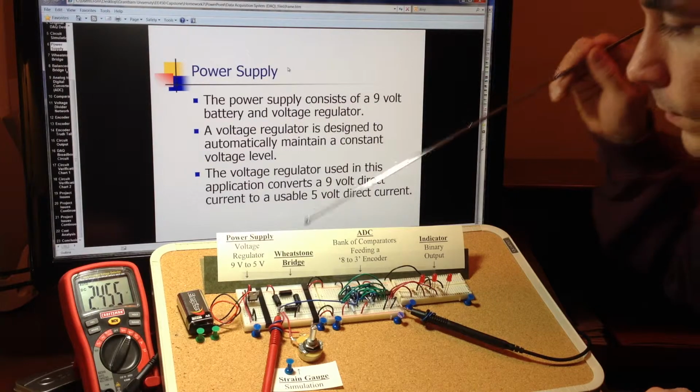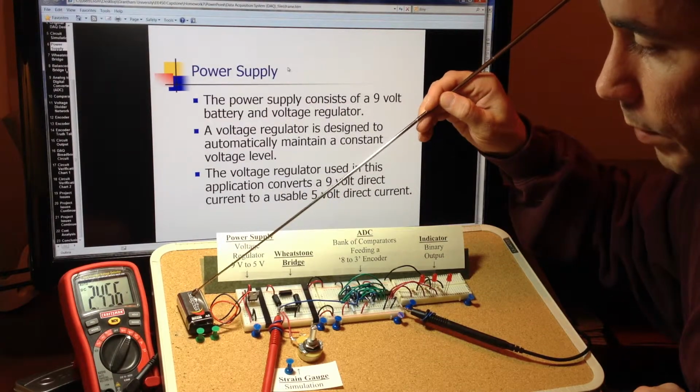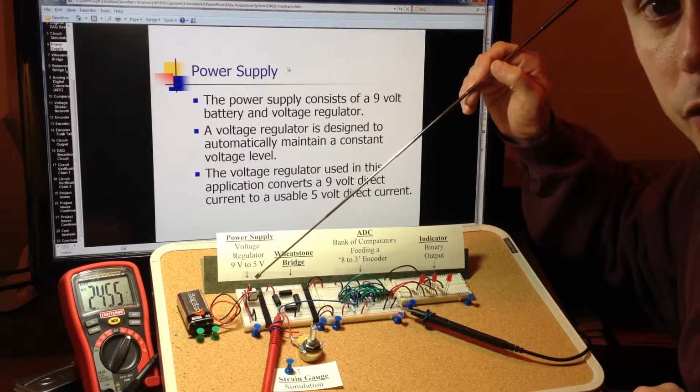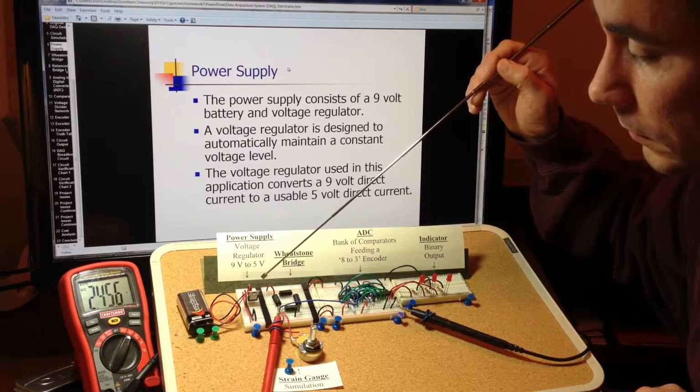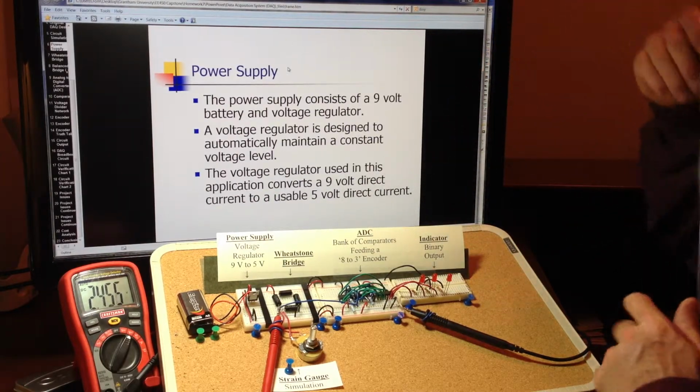So in my circuit, I have a power supply that includes a 9-volt battery and a 9-volt to 5-volt voltage regulator. The 5 volts supplies the entire breadboard circuit.